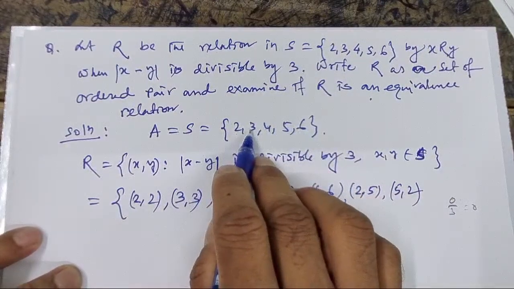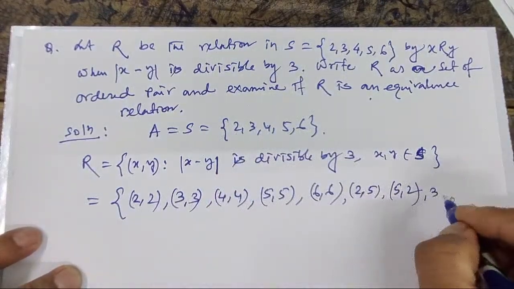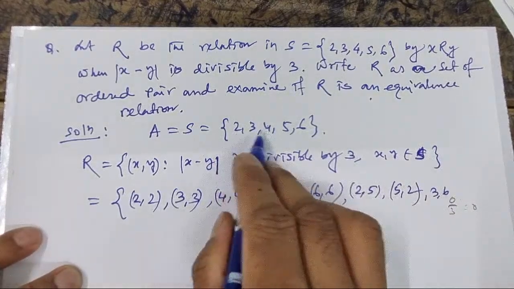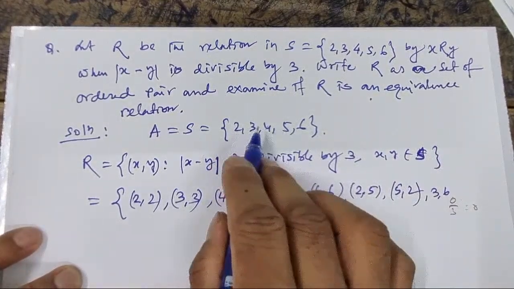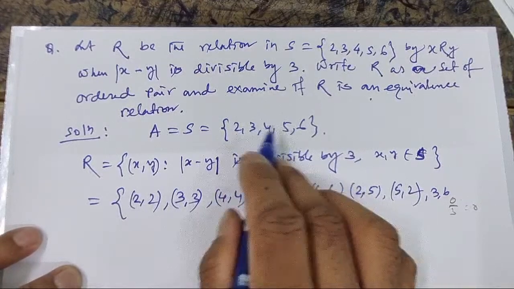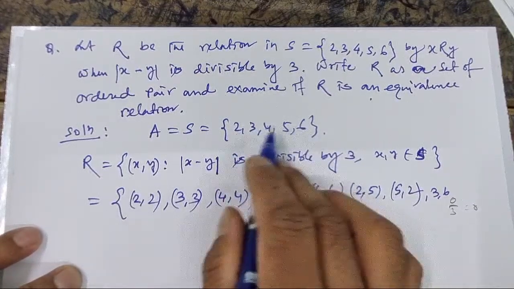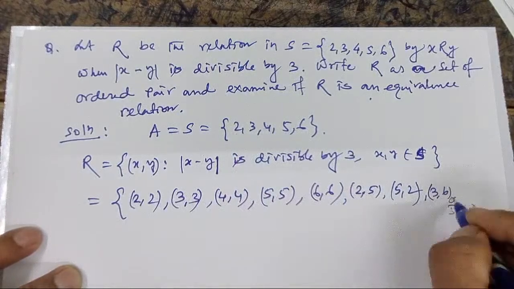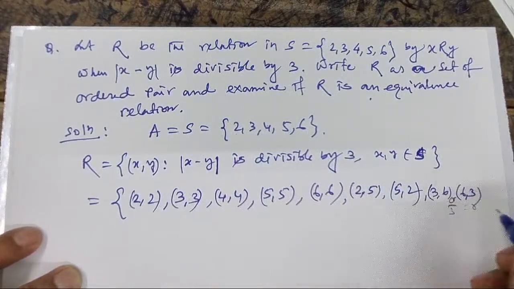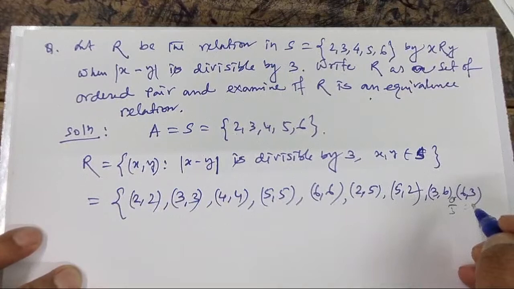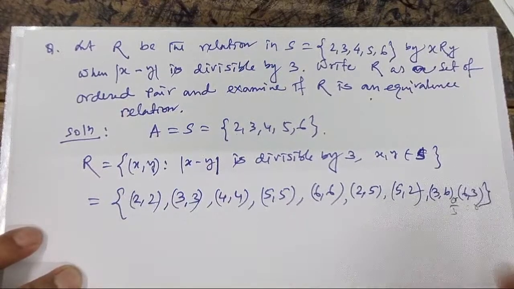Next let us go to 3. 3, 4 no, 3, 5 no, 3 minus 5 is minus 2. But 3 minus 6 is minus 3, or 6 minus 3 is 3. So (3,6) and (6,3) we will get like that, right? So all these things you are getting. I think this is the last, we will not get any more. So (3,3), (2,5), (5,2), (3,6), (6,3), that's all.